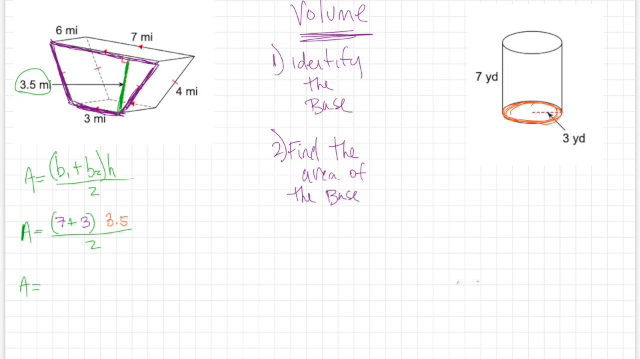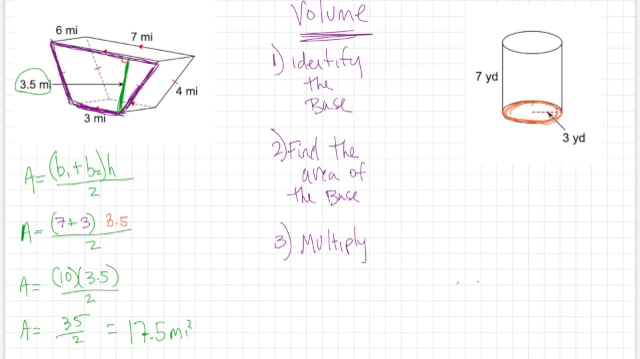So we've got 7 plus 3 is 10 times 3.5 divided by 2. So the area is 35 divided by 2, which is 17.5 square miles. So the next thing, our third step, is multiply by the third dimension.